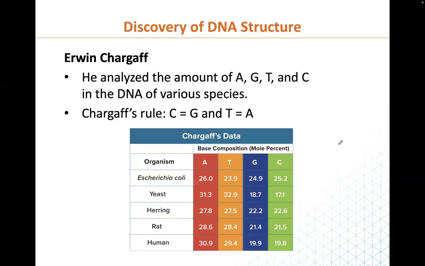So this would take us to the work of Erwin Chargaff, who analyzed all of the A's, G's, T's and C's in the DNA of an organism. Chargaff's rule says C is equal to G. That is to say, the mole percent of C is very similar to the mole percent of G, and the mole percent of T is very close to the mole percent of A. The C, the G, the T, the A, are the nucleotide bases which make up the DNA.